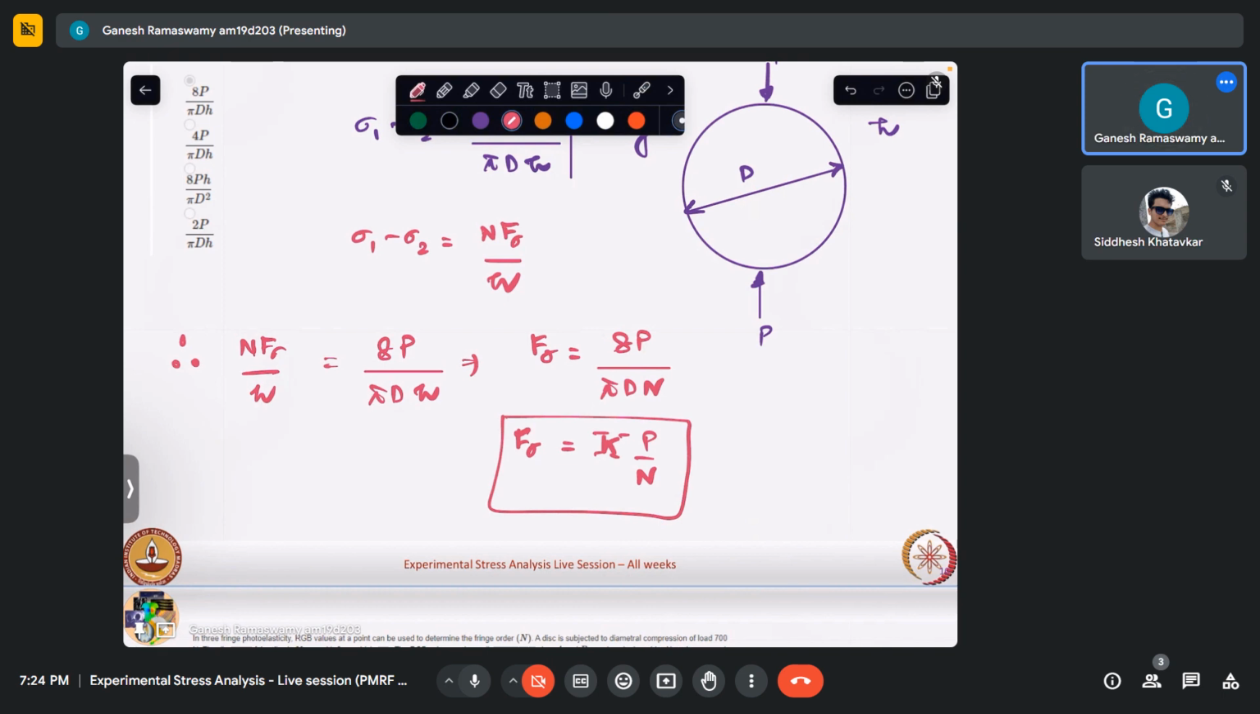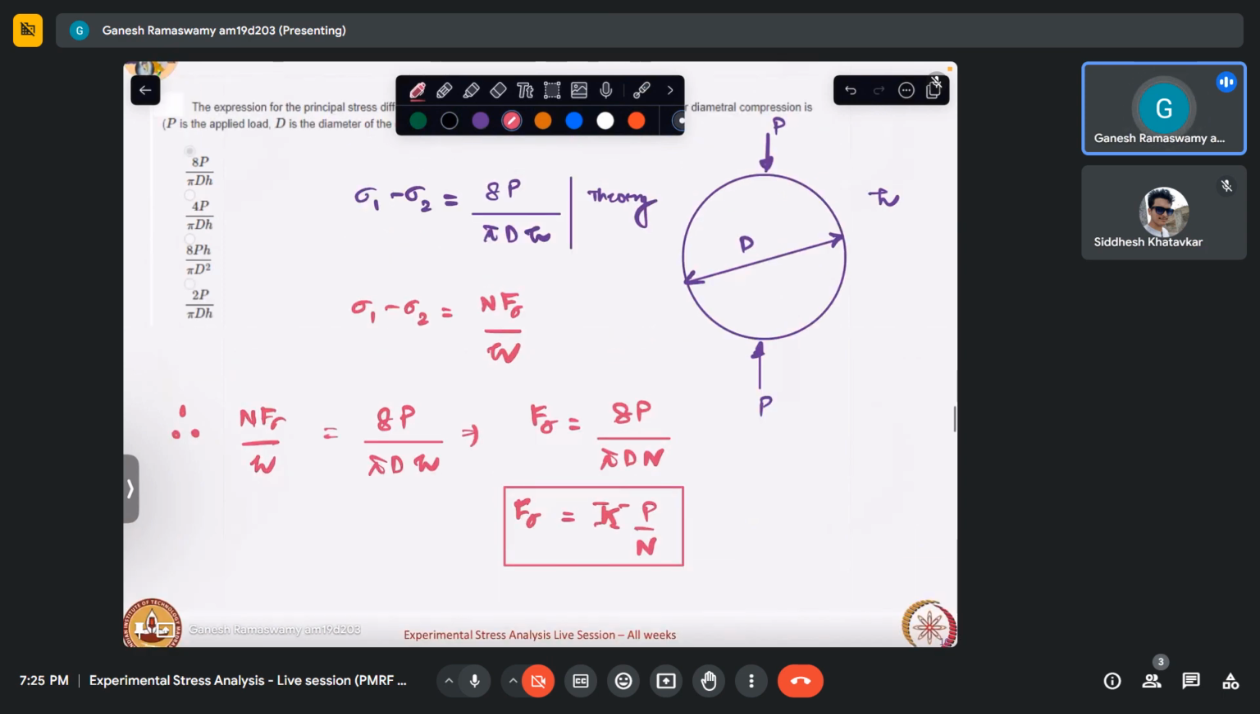What we generally do is take a disk, because this f sigma is a very important parameter to link our mechanics to the optics that we are visualizing for our stress analysis. When we get a photoelastic sheet, we cut out a disk of a known diameter. We load it with a known load. At the center, using compensation techniques, we can find out what n is. So we will plot p versus n. Let this be p and let this be the fringe order.